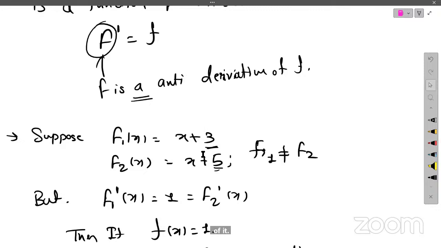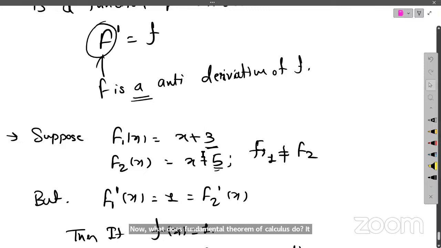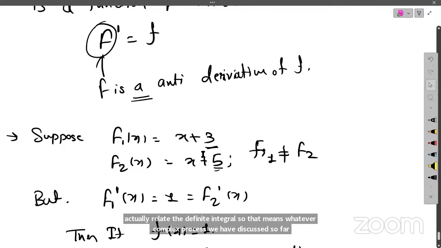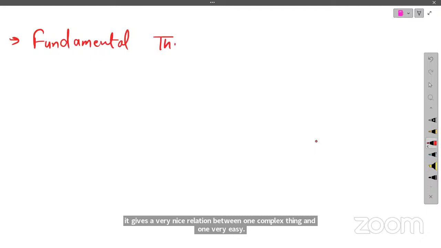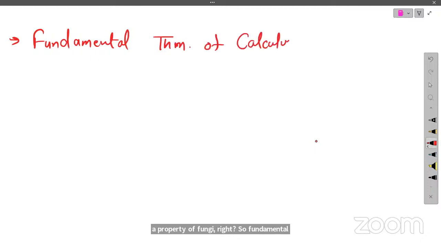Now, what does the fundamental theorem of calculus do? It actually relates the definite integral. Whatever complex process we have discussed so far, we can actually relate with differentiation. So how does it relate? That's why it's known to be the fundamental theorem of calculus, because it gives a very nice relation between one complex thing and one very easy property of function, right? So what does it say?